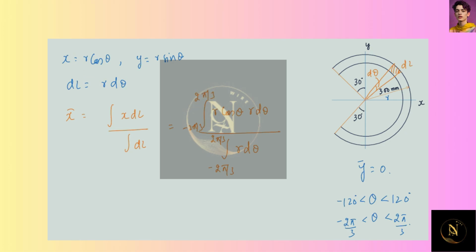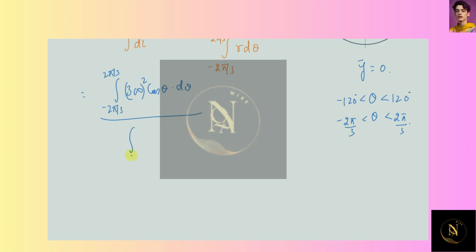Now we can put the values. Now r we have given in the equation as 300 mm, so we can plug it here. Integration minus 2 pi by 3 to 2 pi by 3, r we have 300 cosine theta, and this is also r, so r and r will become r square d theta, divided by integration minus 2 pi by 3 to 2 pi by 3, and here it will become 300 d theta.